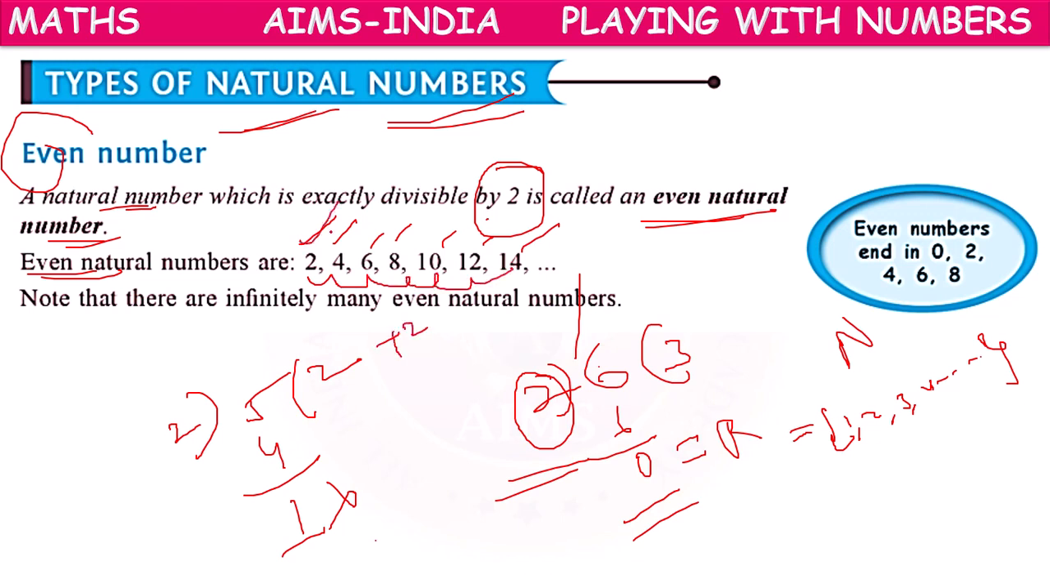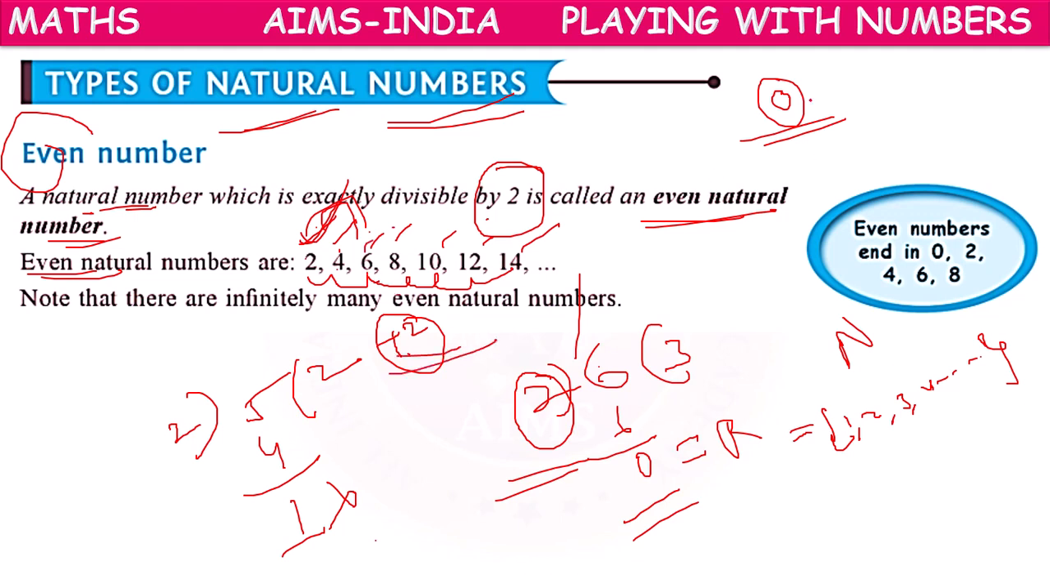We should not count 0, because 0 is neither even nor odd. Natural numbers start from 1, and from 1, 2 is the least even natural number. The next even number is formed by adding 2 to it. 2 plus 2, 4. 4 plus 2, 6. 6 plus 2, 8. Like that.